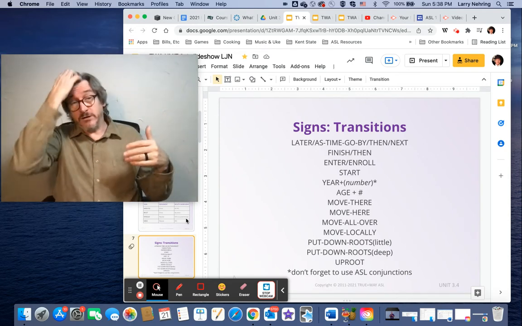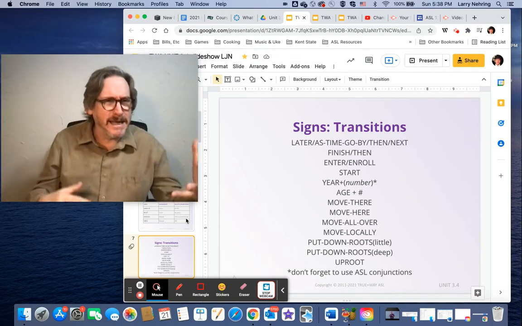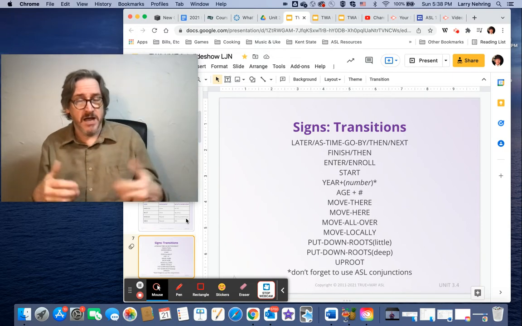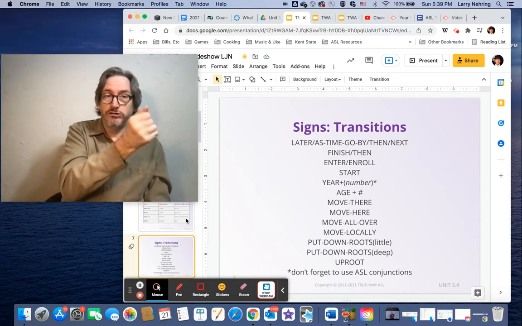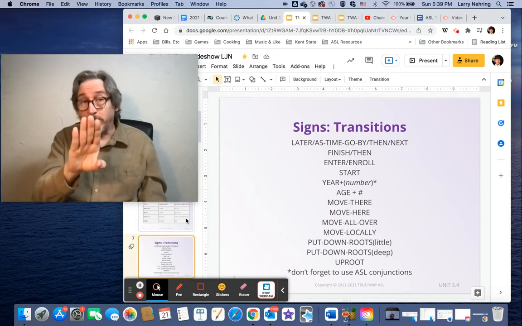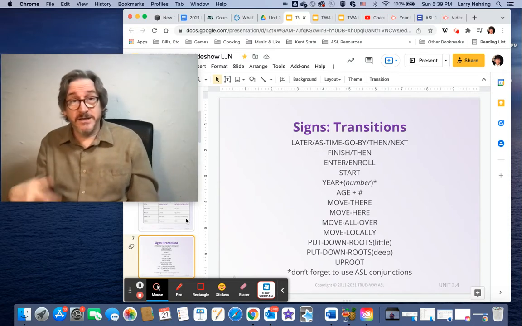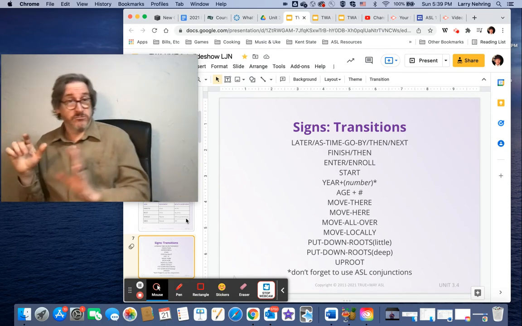We can use years or months or days to signify a passage of time. So January, February we did this, March we did this, April we did this. So you can do that.